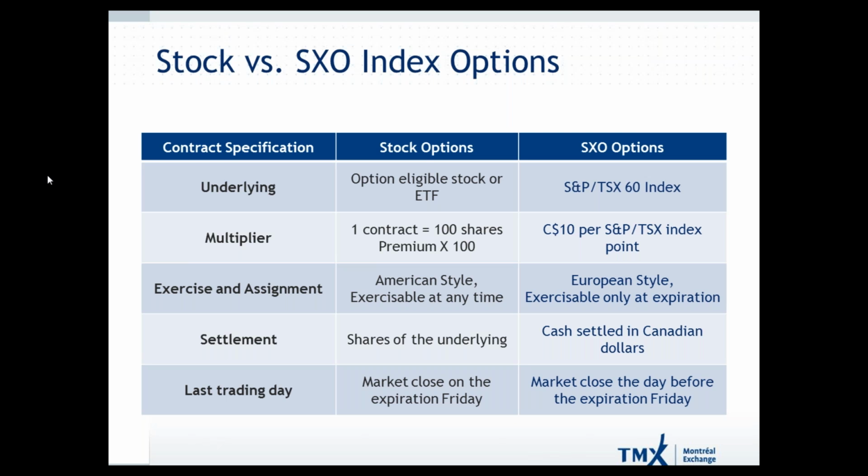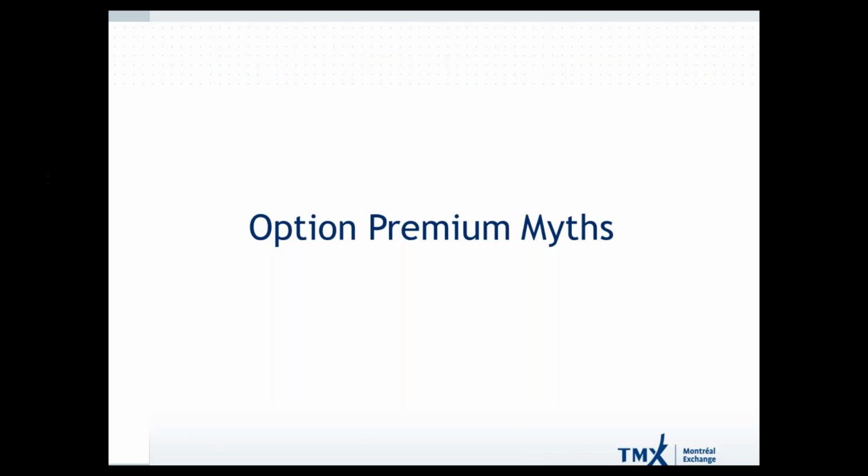Now, finally, also a very important consideration is the last trading day. For options eligible stocks or exchange traded funds, the last trading day is the market close on the expiration Friday. But for the SXO options or index options, it's market close the day before the expiration Friday, so that would be the Thursday, because the options are settled based on the opening price of the index on the Friday morning, versus the stock or ETF options, which are priced based on the underlying security's value at market close at the end of Friday's trading date.